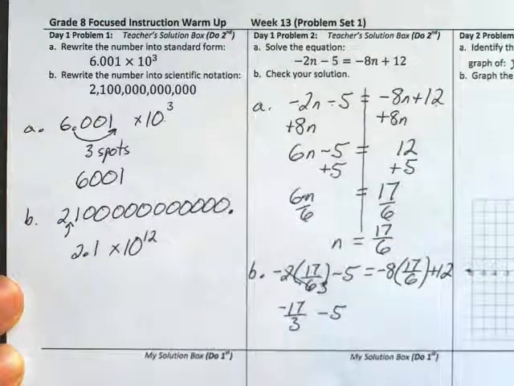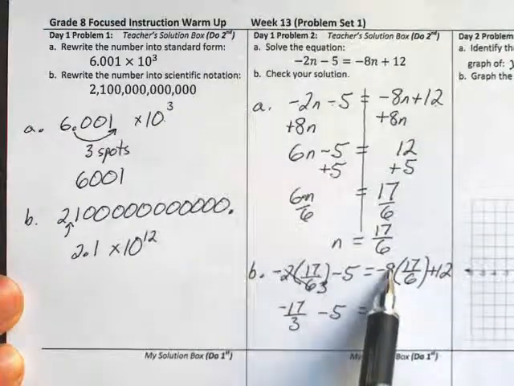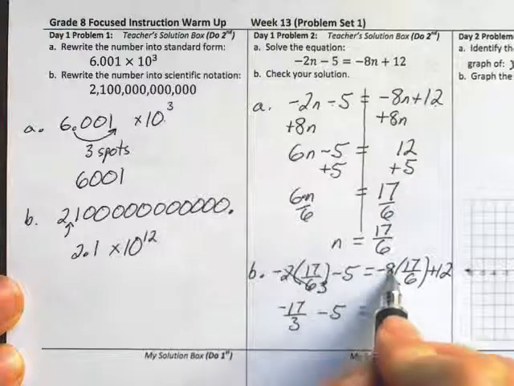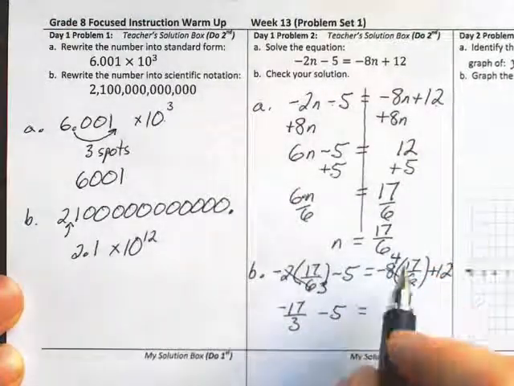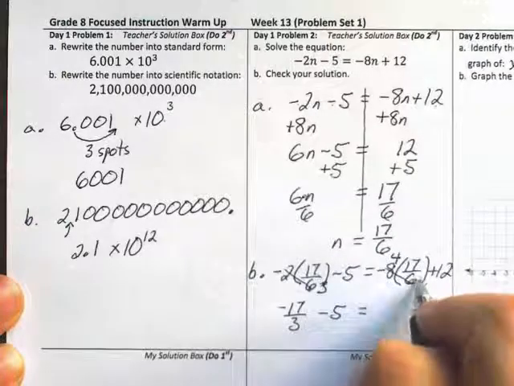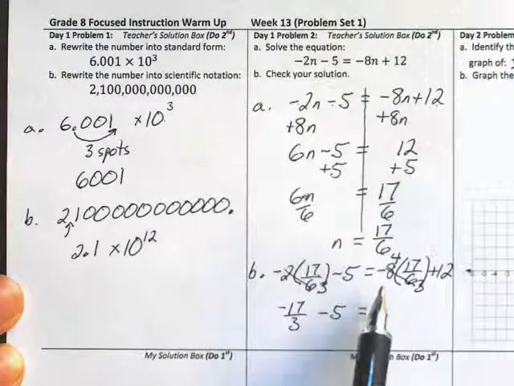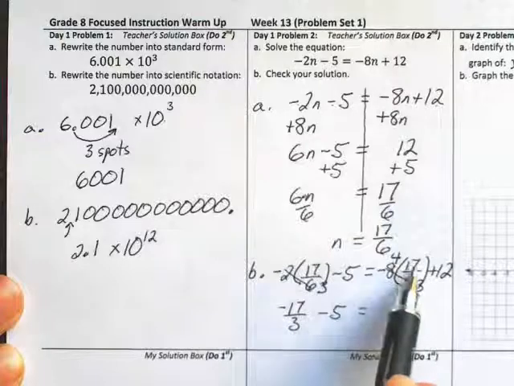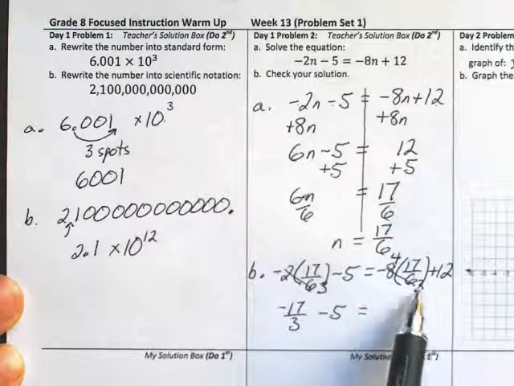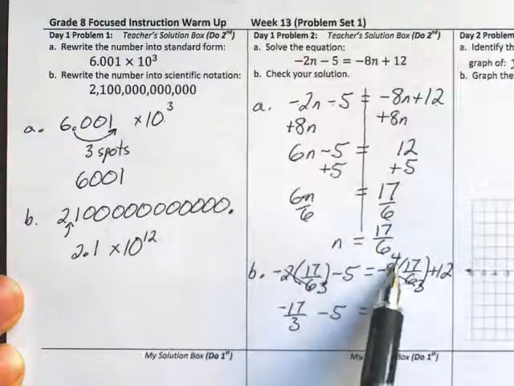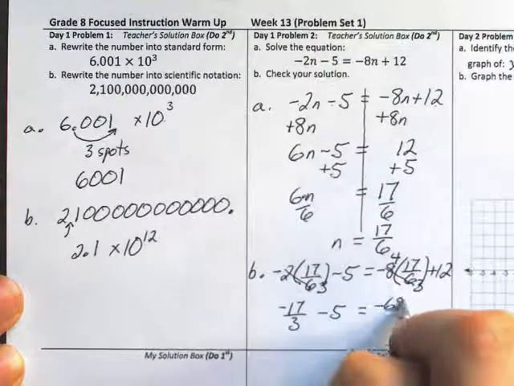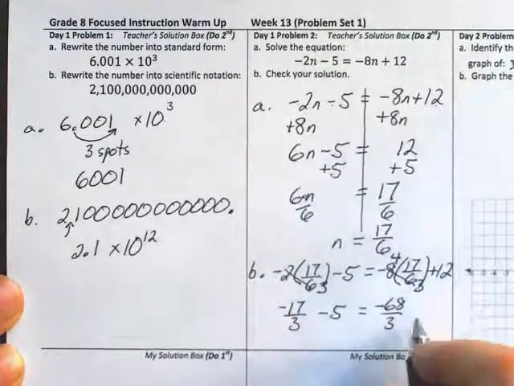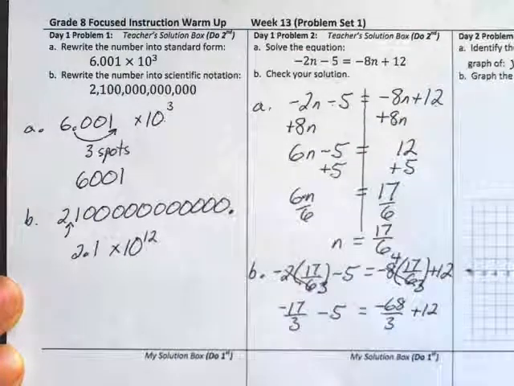Subtract 5. On the right side of the equation, we can reduce 8 and 6. 8 divided by 2 leaves 4, and 6 divided by 2 leaves 3. And so this is negative 4 times 17 on top and a 3 in the bottom. Negative 4 times 17 is negative 68 over 3. And here's the plus 12.